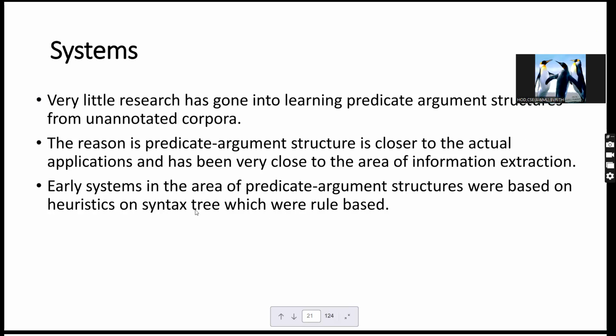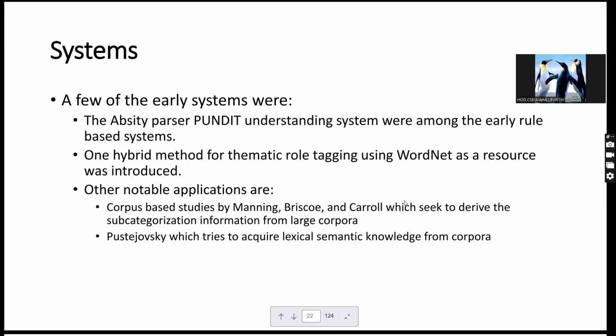And generally the old systems and old applications don't use the predicate structure. They use syntax trees and rule-based syntax trees. Now the applications are using predicate argument structure so that we can have more related and accurate transformations. And next, in the early systems, generally we would use one parser called PUNDIT, which was used for converting a text into other languages.